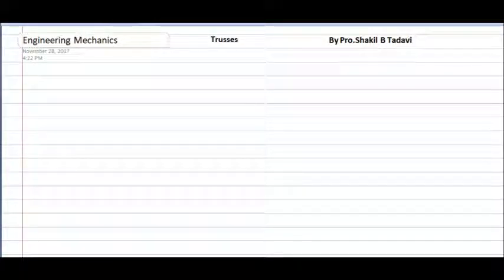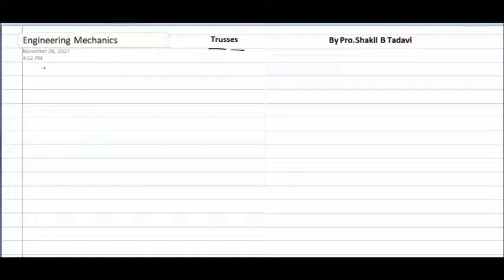Hello everyone. Today we are going to see the topic trusses, and we'll see how to solve problems based on trusses. Now I will not go in depth for the theoretical part because I have already discussed this theoretical part in my previous videos. So in today's session we are going to see how to solve the problems of trusses by using the method of joints and by using the method of sections.